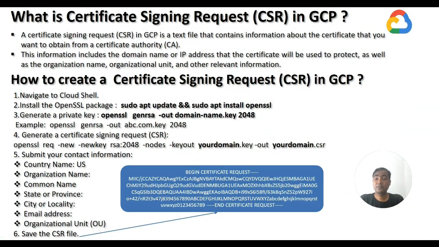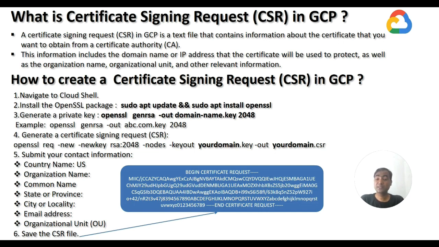Guys, let's discuss what a certificate signing request, CSR, is in Google Cloud Platform. A CSR is a text file that contains information about the certificate that you want to obtain from a certificate authority, CA. Basically, this is a text file that contains all the information about the certificate. This information includes the domain name or IP address that the certificate will protect, as well as the organization name, organization unit and other relevant information.